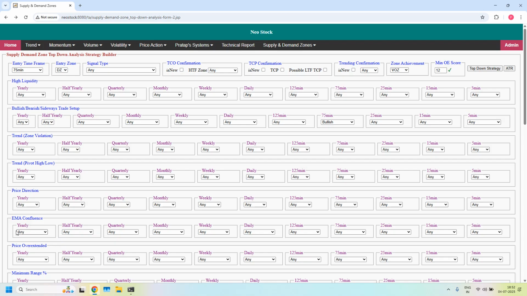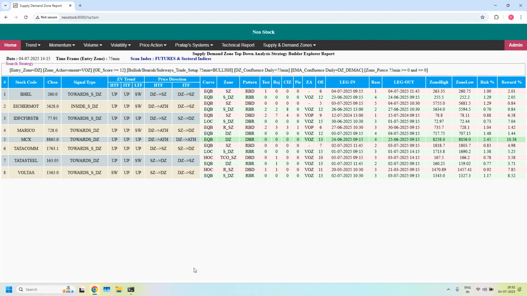Let's verify the EMA confluence at a daily time frame, because 75 minutes demand zone overlapped with the daily, so we are checking daily demand zone having daily EMA or not, because daily trend is also uptrend in all the stocks. Let's verify. Now the list has come down to 8 stocks. That way these 8 75 minutes demand zones might be having strong institutional order flows because they are overlapped with daily. Those daily zones are having daily EMA and also daily trend is up in all the stocks.